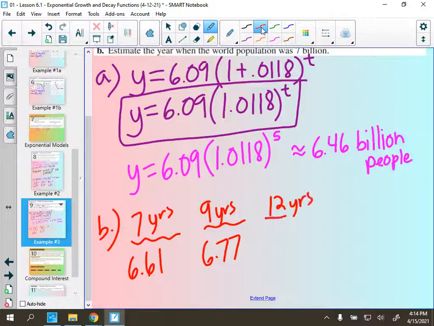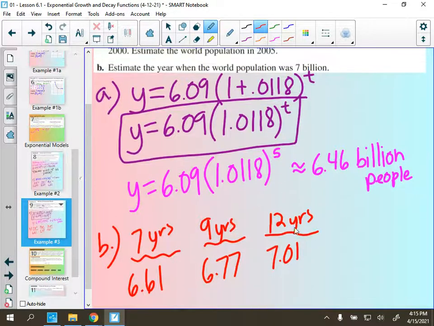And this isn't like a scripted thing. I'm trying to figure this out. I'm guessing and checking, and it's hard. I'm talking as I'm doing my calculations. I'm plugging in a 12 here for T, and now my calculator says 7.01, which I like. That's really darn close. I'd be comfortable saying 7.01 billion people. That's about as close as we're going to get with whole years.